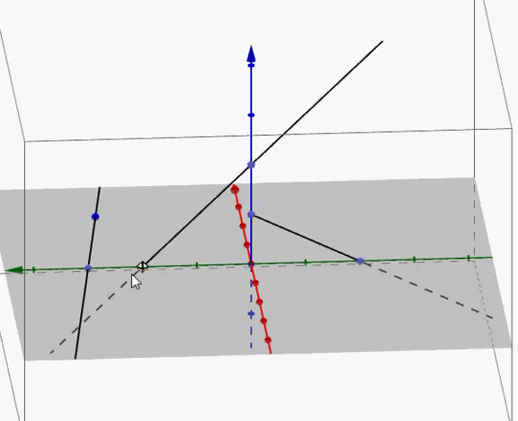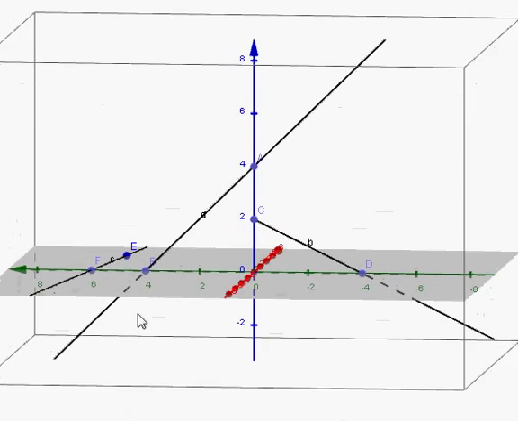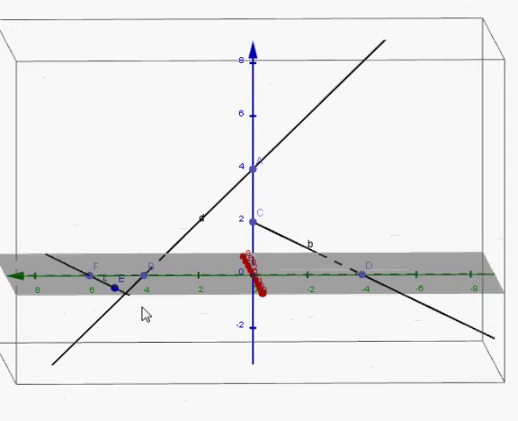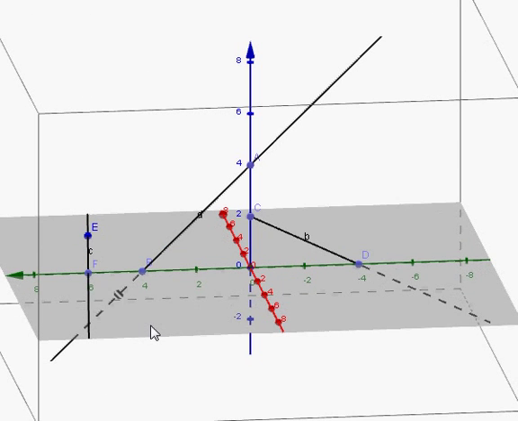So these two lines here as well as here are skew lines. They are not in the same plane and they do not intersect. So that is what we mean by skew lines. So we've discussed line segments, rays, and skew lines.